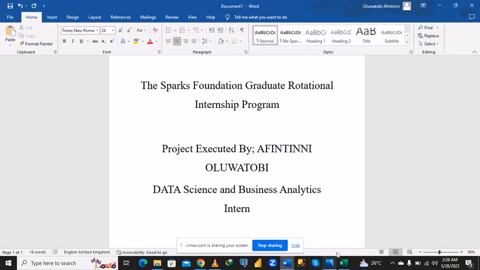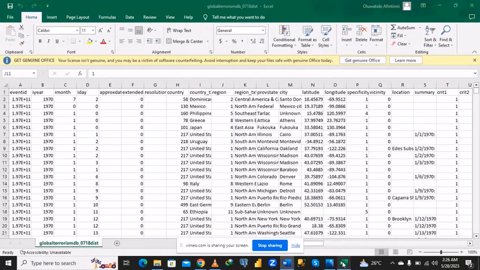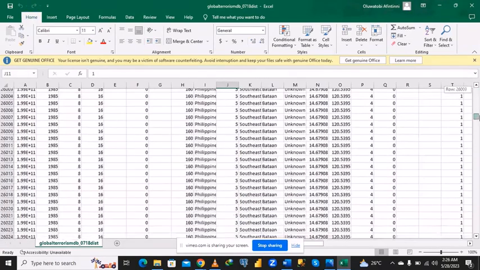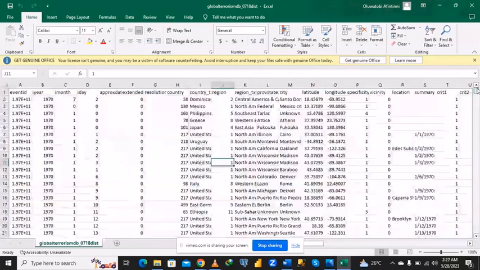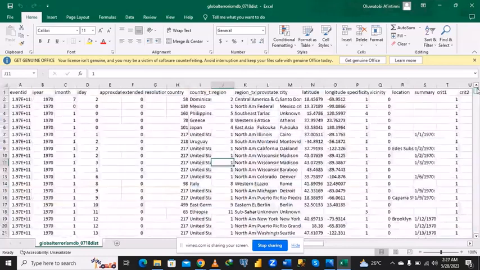To begin, I explored the datasets with a Microsoft Excel work file, and I'm looking at the datasets. You can see here that we have 139,872 rows of data and 135 columns. After conducting my exploration, I found out the data had some data validation issues that needed to be corrected and cleaned.